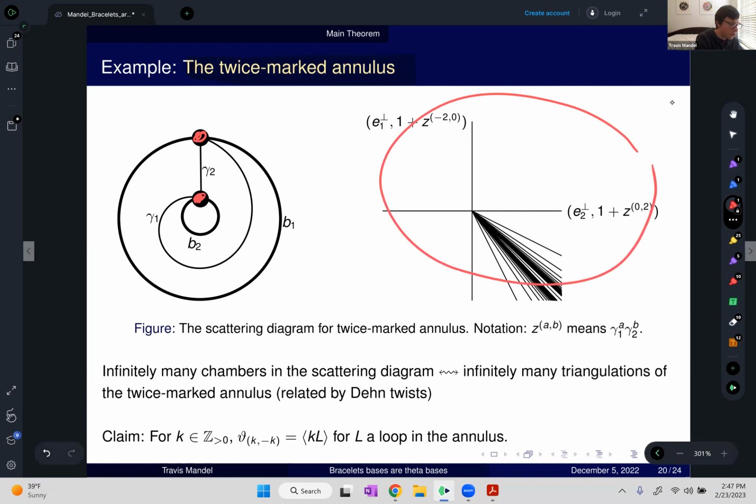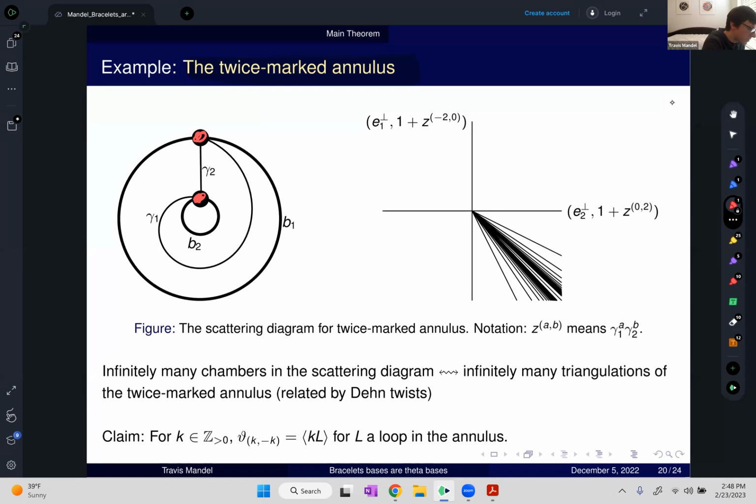And over here, I've drawn the corresponding scattering diagram. I should explain what this is. For these two interior arcs, gamma 1 and gamma 2, we associate two walls, which we call initial walls. These are hyperplanes, or just lines in this case, and they have some function attached to them. So the functions here, I should say some notation. I write z to the (a,b) to mean the element gamma 1 to the a-th power times gamma 2 to the b-th power.